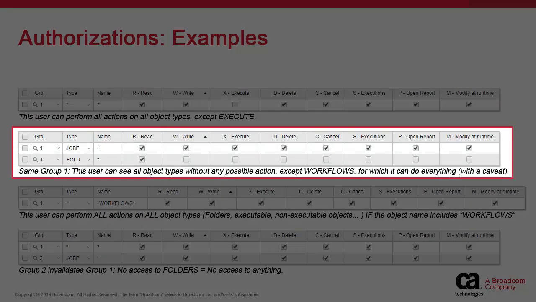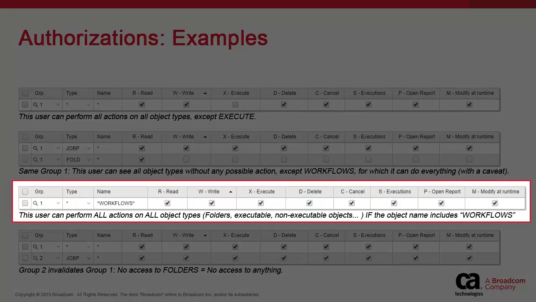In the second example, we have two sets of authorizations that belong to the same group 1. The first line states the user has all action permissions on workflows, and the second states it has read permissions on folders. The user will be able to see all object types, but do nothing. It will be able to perform all actions on workflows. Here we need to be careful. A workflow is a composite object that includes tasks like jobs and file transfers. Because the user does not have execute authorization on these other types, it can't execute them. As a result, executing a workflow will fail because each task inside of it can't be executed.